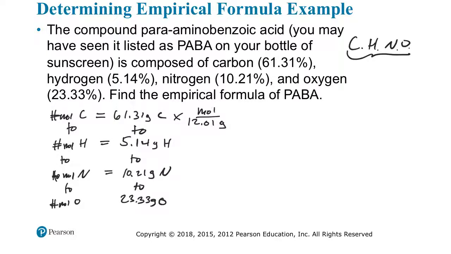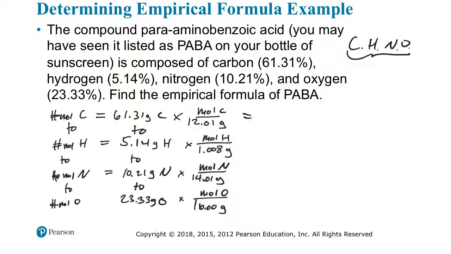12.01 grams per mole of carbon, 1.008 grams per mole of hydrogen, 14.01 grams per mole of nitrogen, and then 16.00 grams per mole of oxygen. Then stop and work these out here. So 61.31 divided by 12.01. I'm going to go ahead and just pause these and write these in.